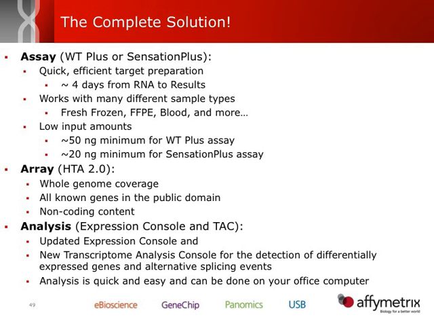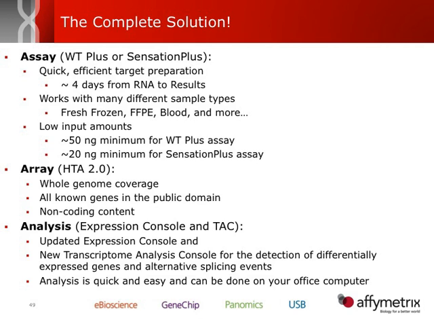The second piece to the complete solution is the array, the Human Transcriptome 2.0 array. We spent a lot of time talking about that today. Whole genome or whole transcriptome coverage, all known genes in the public domain are covered at a very high level of density, so 10 probes per exon, plus those splice junction probe sets. And we include non-coding content. So not only are you getting the coding information, but you're also getting the non-coding content at the same time.